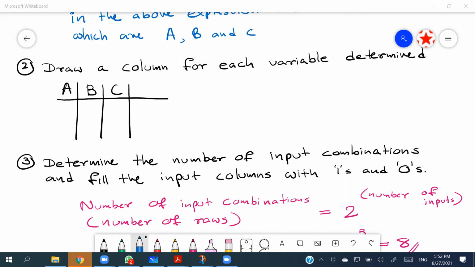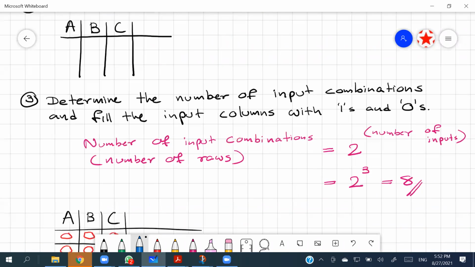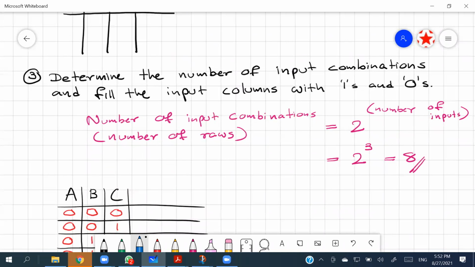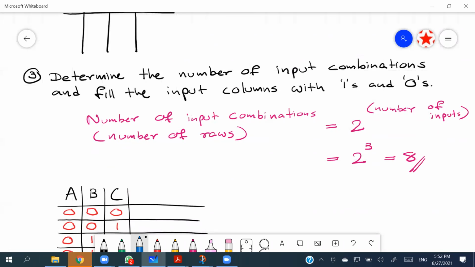The third step is the most important one. In the third step, we calculate how many rows are going to be there in the truth table and what kind of combinations are going to be there regarding the inputs, in the sense of ones and zeros.